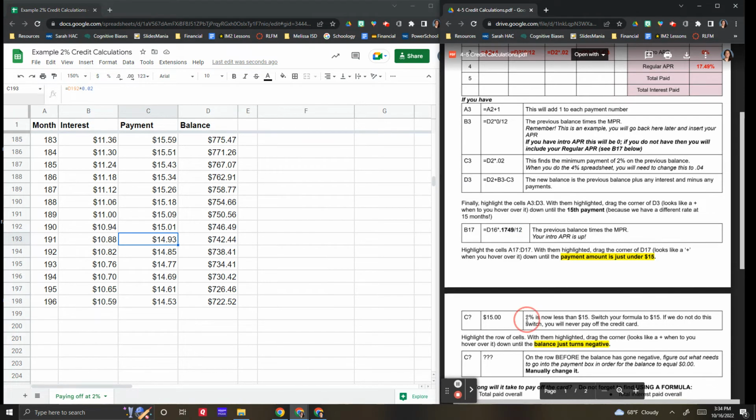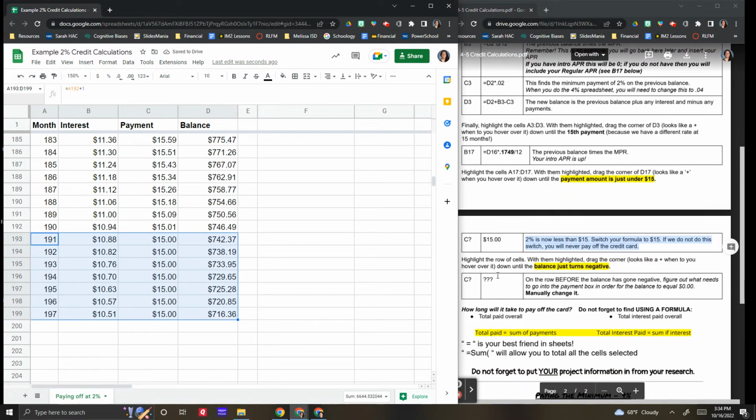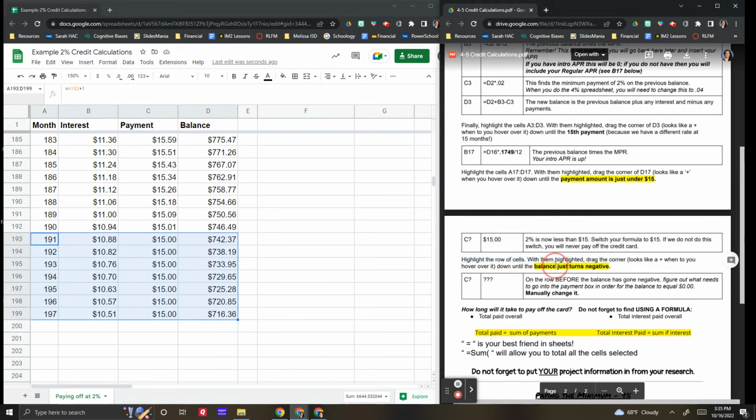And now what we're going to do is we're going to switch to $15 because the minimum payment is 2% or $15, whichever is greater. So we're switching to $15, and everyone after that, so again, highlight the row, select and drag, is going to be $15. Okay. Next, I'm going to drag this until the balance just turns negative.